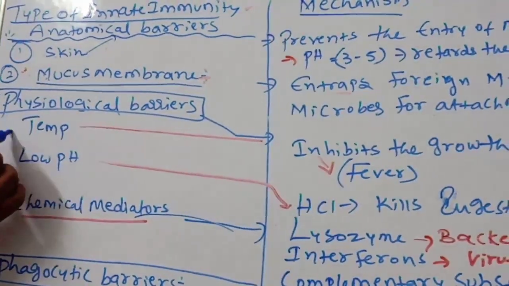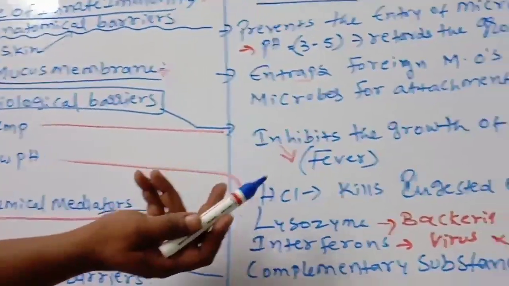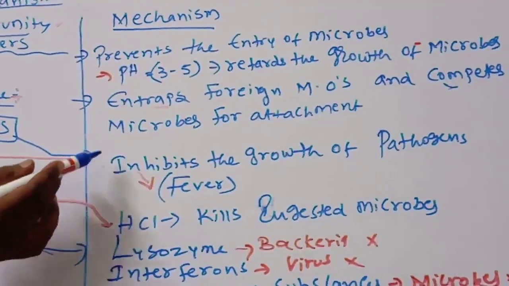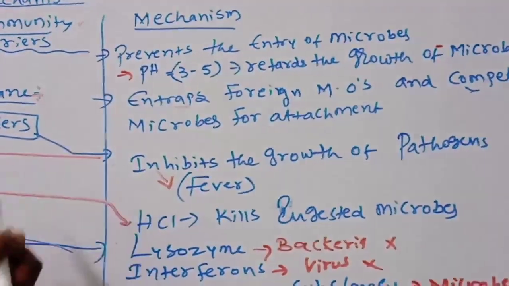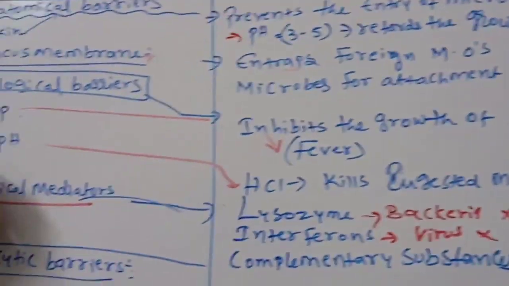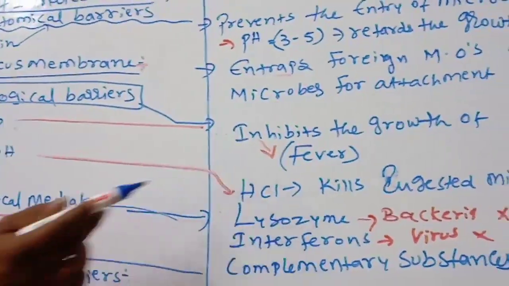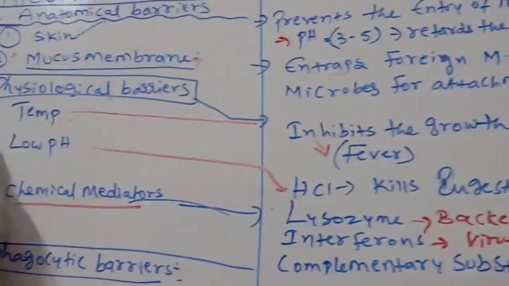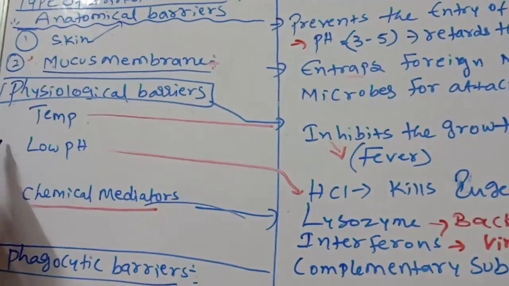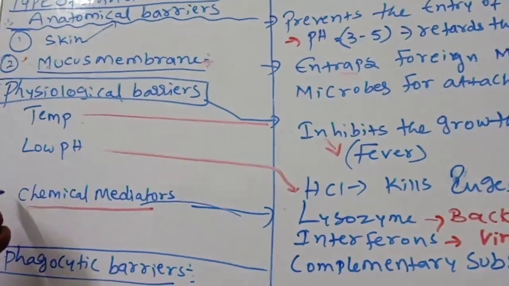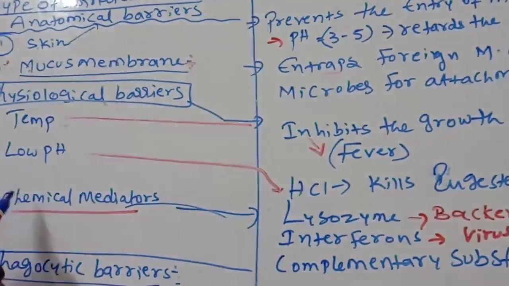Physiological barriers: temperature inhibits the growth of pathogens. You know very well, in high temperature, microbial growth will not take place. That's why temperature inhibits the growth of pathogens. Low pH, HCl kills the ingested microbes. Where is HCl? In our stomach, pH 1.5 to 2. The low pH conditions kill the ingested microbes.